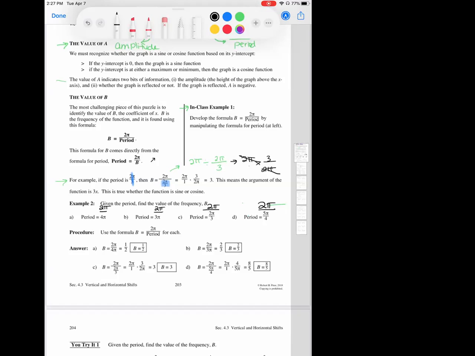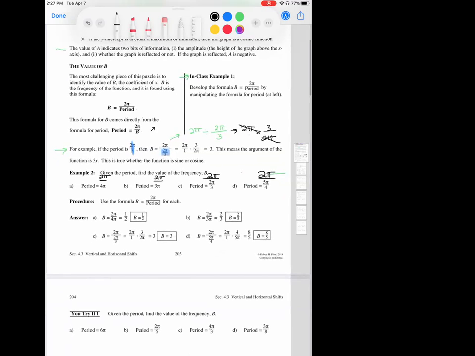That would give us our answer. So for the first one, I have 2 pi divided by 4 pi. All right, my pi's divide out, and I'm left with 2 over 4, which is 1/2. Okay, so for A, I will have 1/2 at x, right?